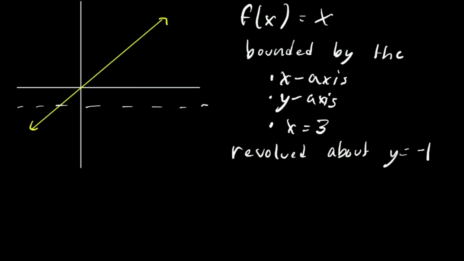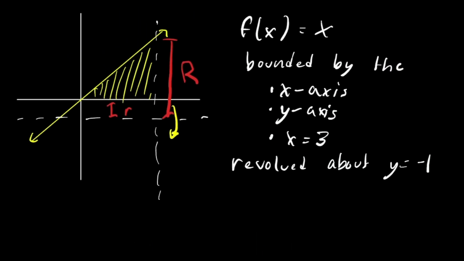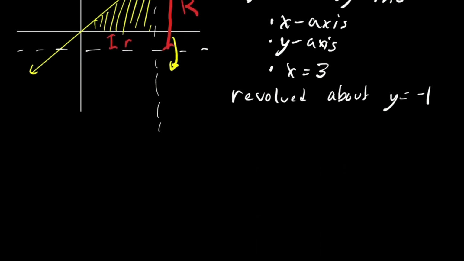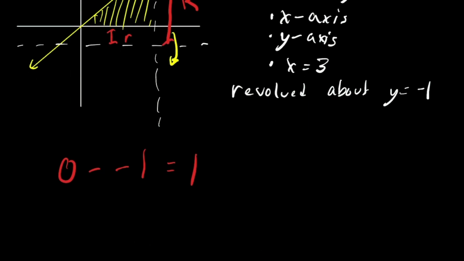This is x equals 3, our bound. So this is the shape. And we're revolving it about y equals -1. So we'll have a hole here, and the distance, our big R, is that distance. So our little r, since it's this distance, it's from the x-axis to y equals -1. So 0 minus -1 equals 1. So that's our distance.